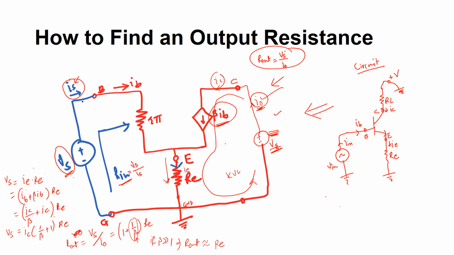So that's it. You basically look at your circuit, and R out will be your emitter resistance. So the higher the value of it, the higher the output resistance. The lower the value of it, the lower the output resistance.